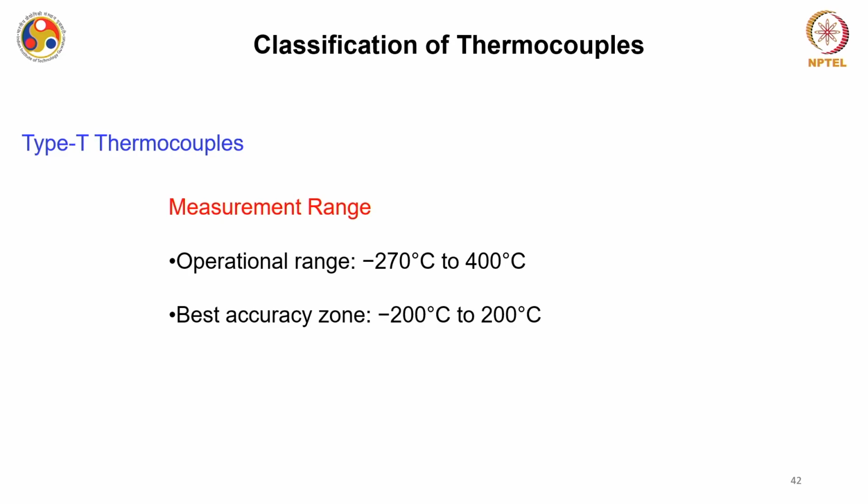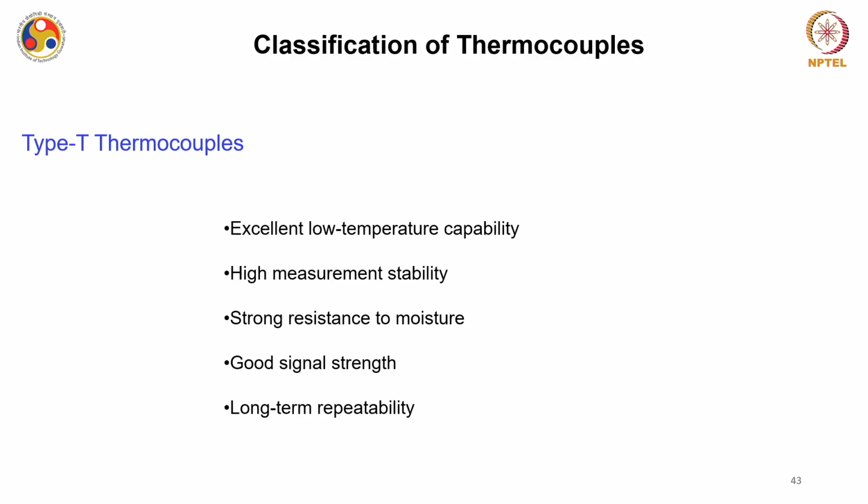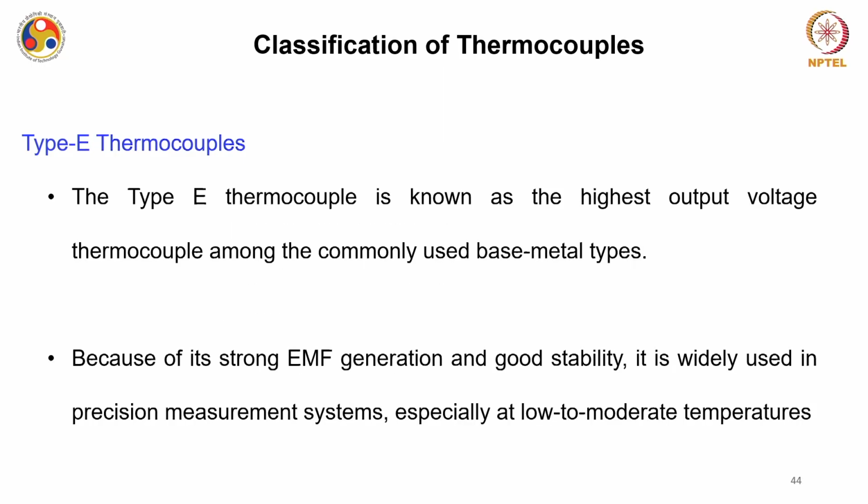and it provides you much better accuracy in the negative temperature region, and the best accuracy zone for this kind of device is from minus 200 degrees Celsius to around 200 degrees Celsius, and that's why I mentioned initially also that they are best suited for cryogenic application, at least for laboratory applications. Okay. Now, this type T thermocouple has excellent low temperature capability. They have high measurement stability, strong resistance to even moisture, good signal strength and high signal to noise ratio, and they have long term repeatability.